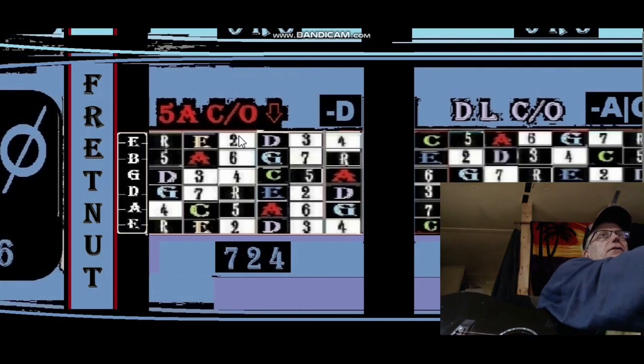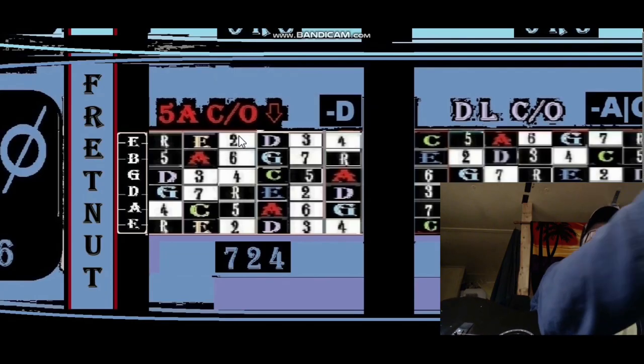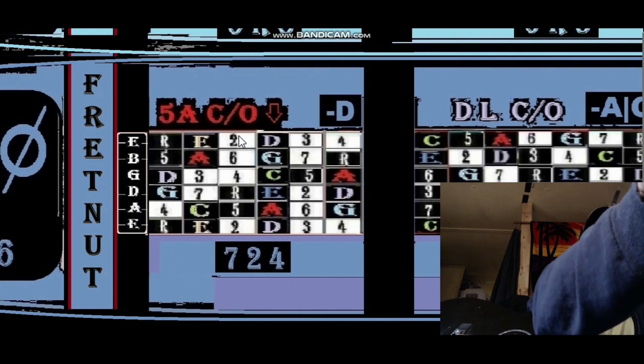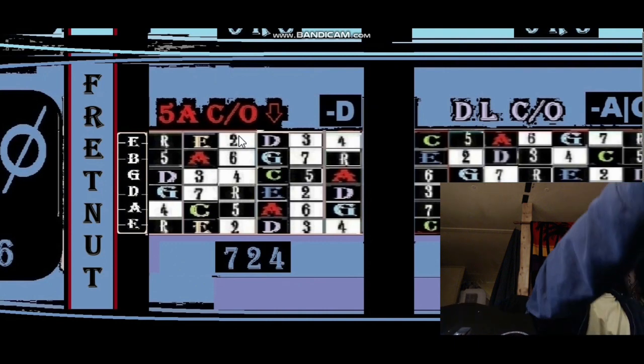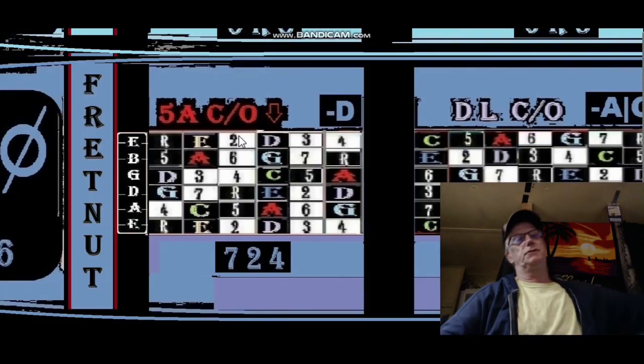4, 7. Okay, and then 4 again. Then 6, 2. Alright, so right there is our second minor, and we're just adding a 7 to that. Alright, so that's another way to form a half diminished chord.